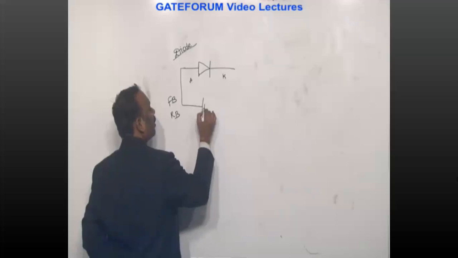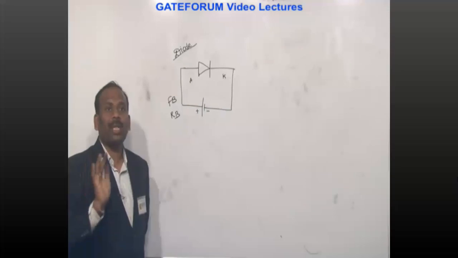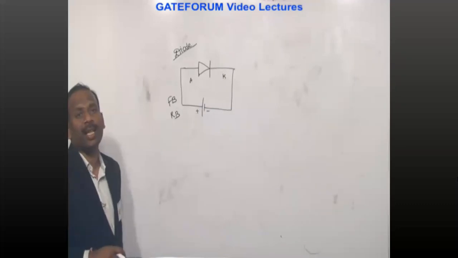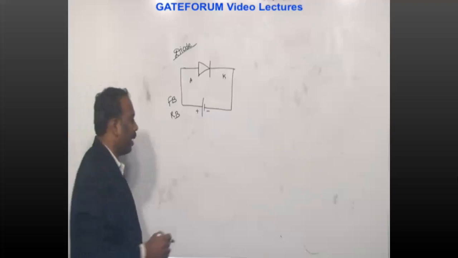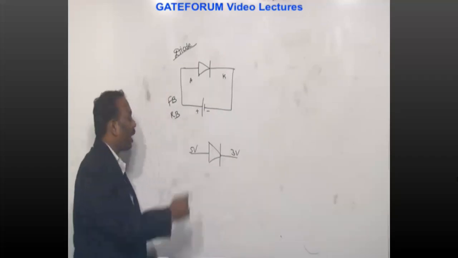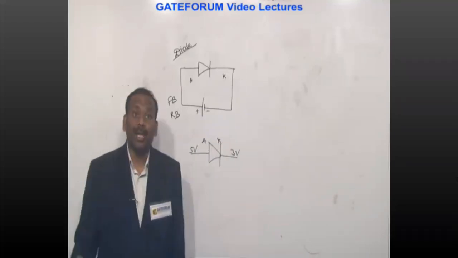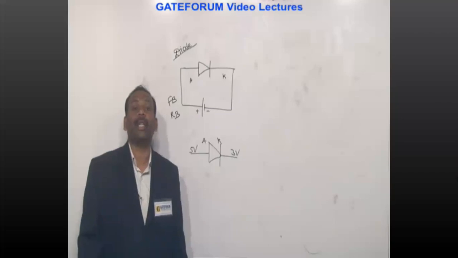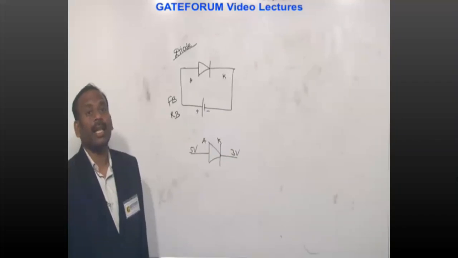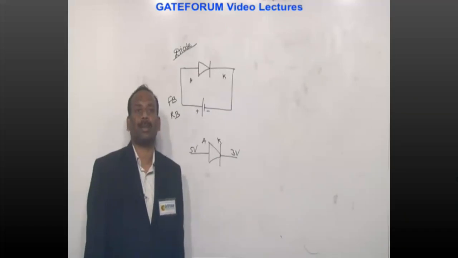Coming to forward bias, if the anode is connected at higher potential than the cathode, then the diode is said to be forward biased. If the anode is at lower potential than the cathode, then the diode is said to be reverse biased. Example: here 5 volts, here 3 volts. Both are positive, therefore the anode is at higher potential. If the anode is at higher potential than the cathode, the diode is forward biased; if the anode is at lower potential, it is reverse biased.